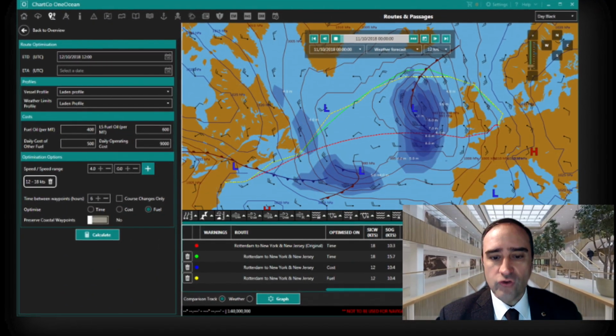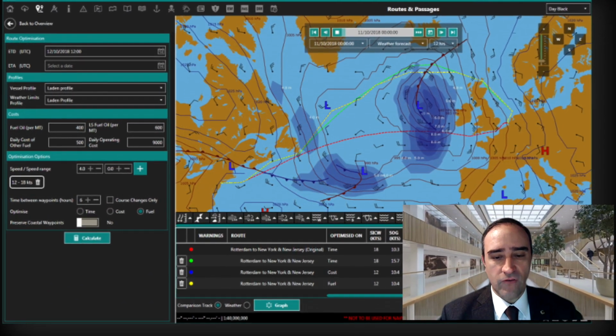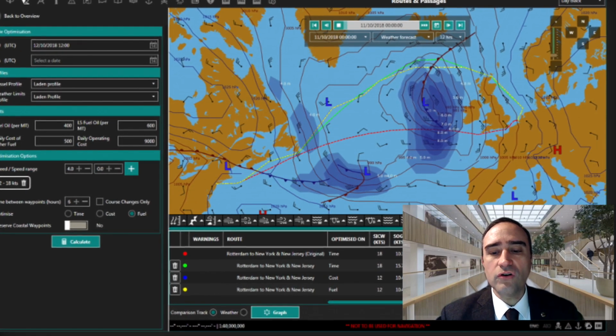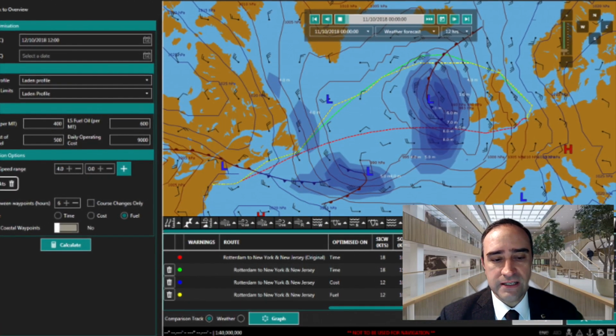Plus, there are a lot of ECDIS manufacturers that are now incorporating a weather layer in their products. So you buy the ECDIS from the manufacturer, and they will also sell this kind of service.